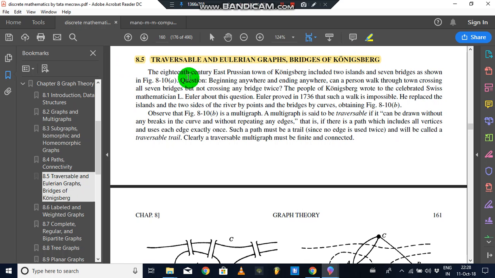Let's start. The 18th century East Prussian town of Konigsberg included two islands and seven bridges. So this is the problem. The Konigsberg bridges problem is based on this. The 18th century East Prussian town of Konigsberg included two islands and seven bridges.